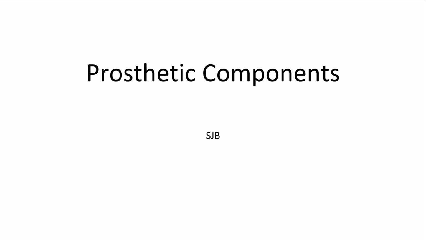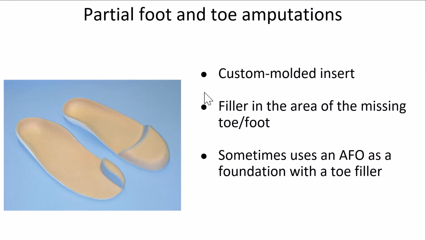This slide's presentation covers basic information about prosthetic components. Individuals who have had a partial foot or toe amputation can use a custom molded insert like the one shown on the left-hand side of the slide. The purpose of these inserts is to fill in the missing area of the toe or foot, and they can often be used as part of an AFO because they're going to provide that extra support that person needs to help maintain their balance.